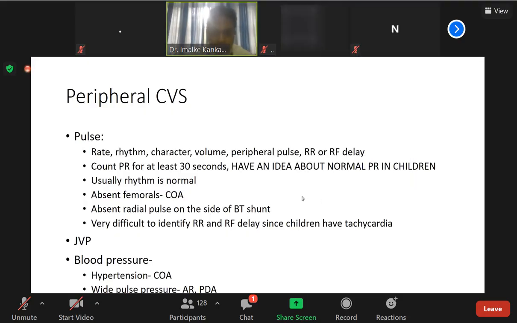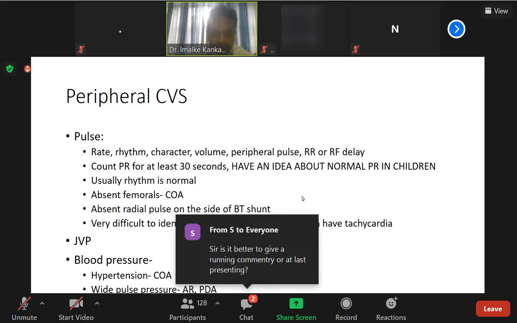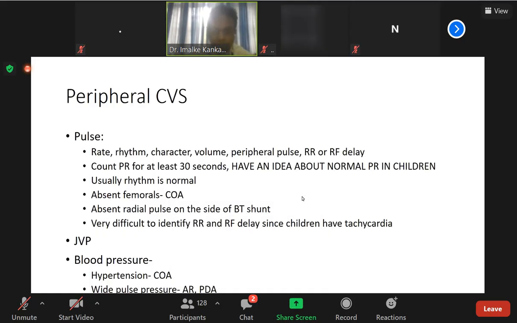So I'm going to look at your chats now. Check pulse rate for 30 seconds or 1 minute. Pulse rate, 30 seconds is enough. Respiratory rate, 1 minute, right? So if you are going to tell the pulse rate, just give an even number. Don't say pulse rate is 95, right?